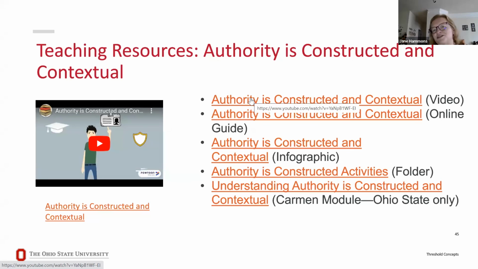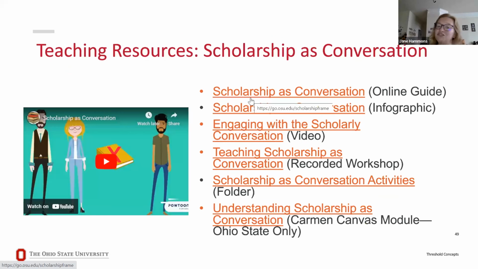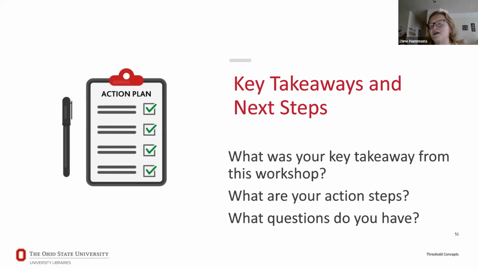So authority is constructed and contextual. I've talked about this a lot. I've done work on this. I've shared about this. So I have a lot of resources. Information creation as a process, I've talked less about. It's been less relevant to me as a concept, right? Whereas scholarship as conversation, I have tons of resources on. So that was really helpful for me just in thinking about recognizing the concepts that have been most valuable to me in my work.